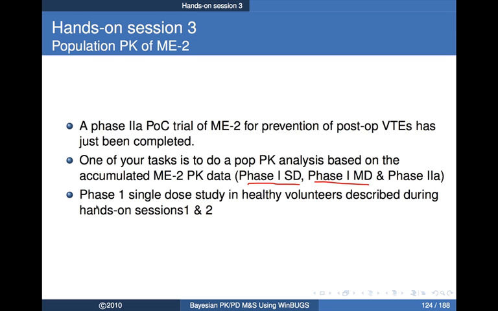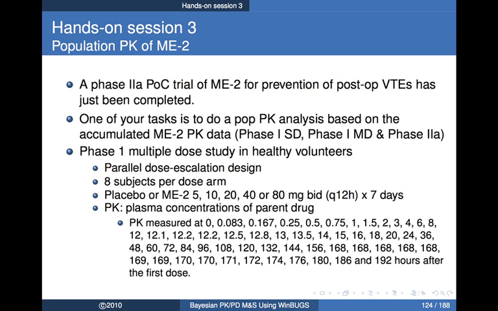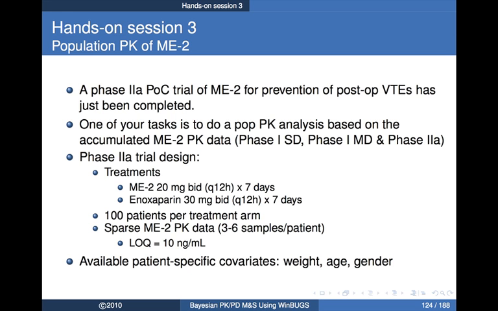That's more or less saying the same thing as we saw before. You've already seen the phase 1 single dose data. We've now got our phase 1 multiple dose data, reiterating the design elements that you saw earlier this week. And then for our phase 2 design, we've got some sparsely sampled data from 100 patients, and we're only going to look at the treatment arm for our MI2 drug here.